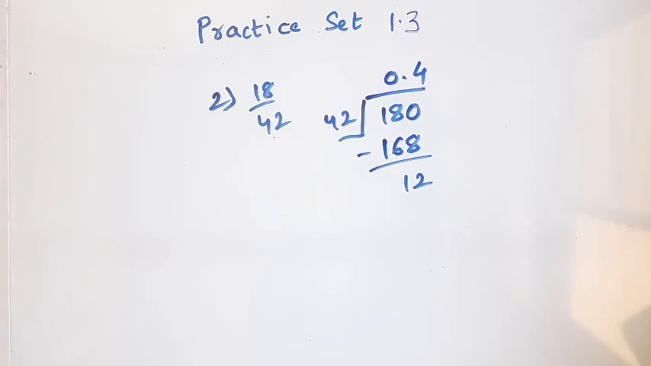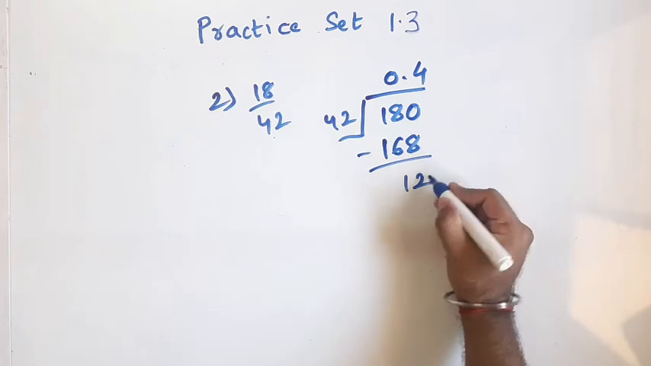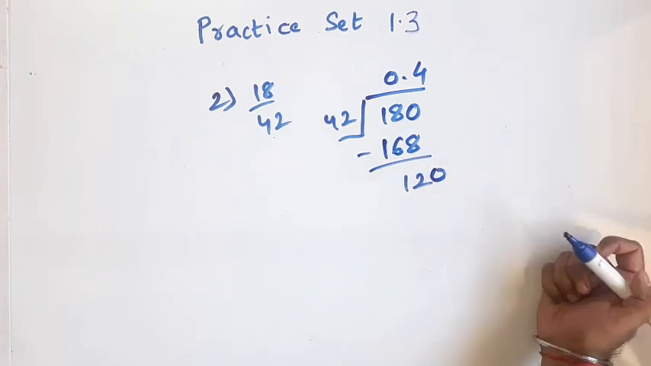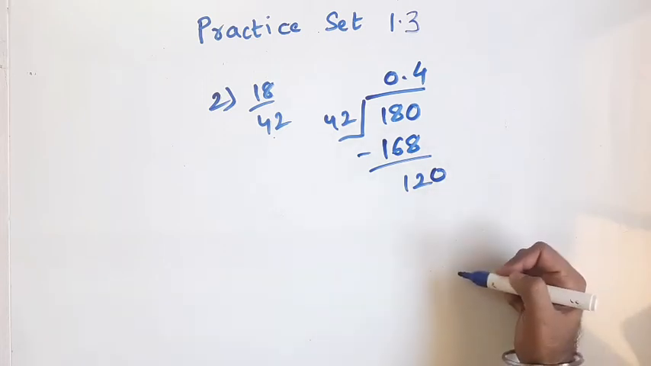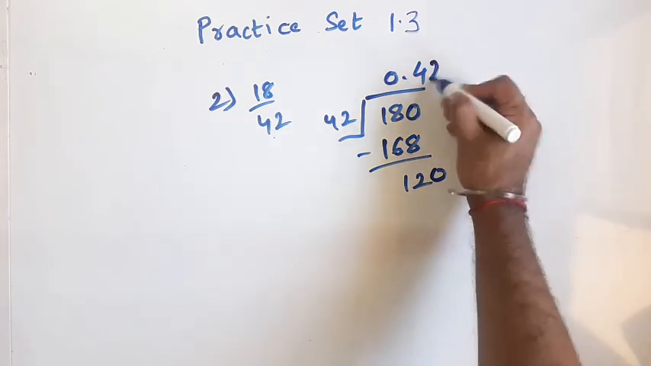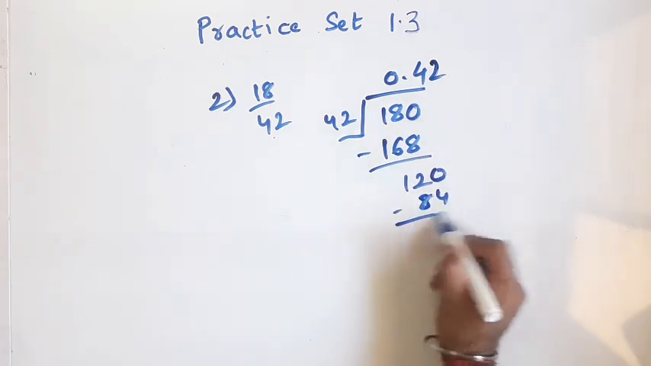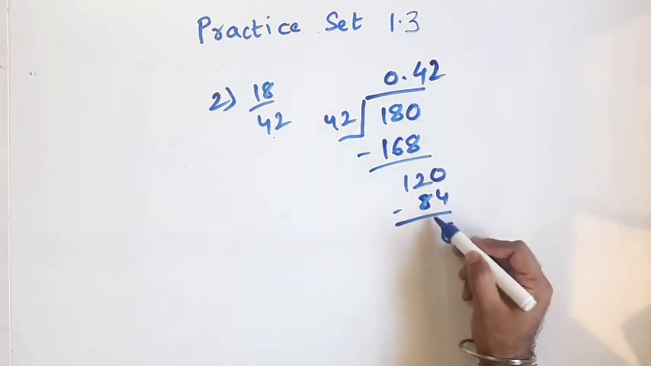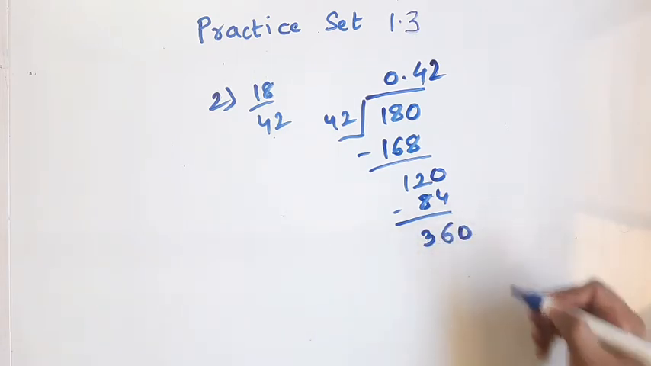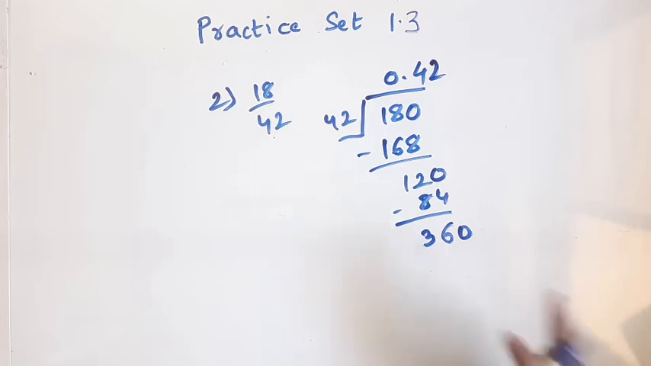Now I'll put a 0 here. You know 40 3s is 120, so 42 3s will be 126. So what you will do is you will put 42 2s, that is 84. What remains is 6. 9 plus 3 12, 36. Put a 0 here. Then I have to go till 360.